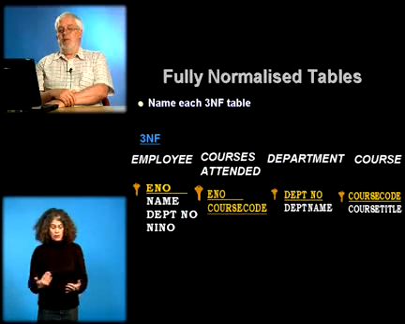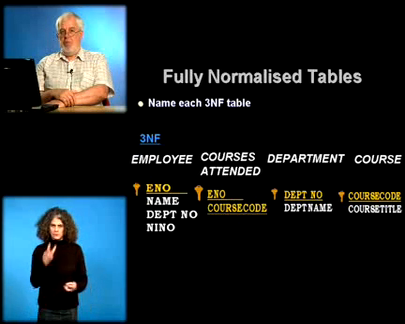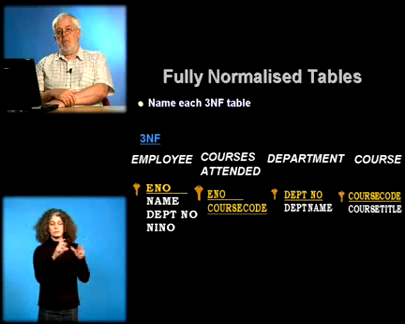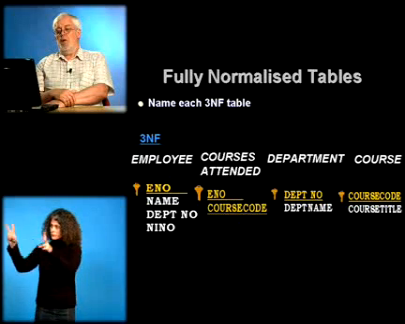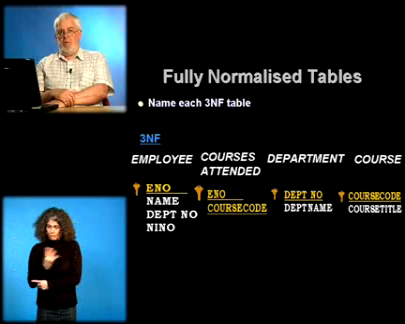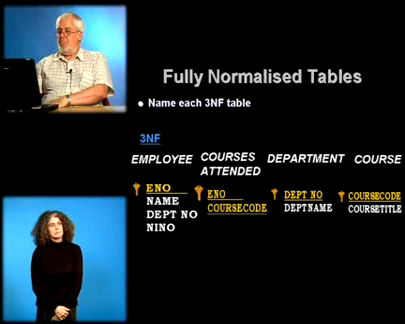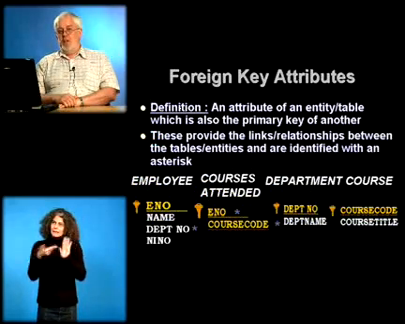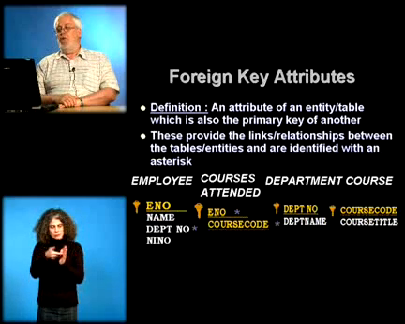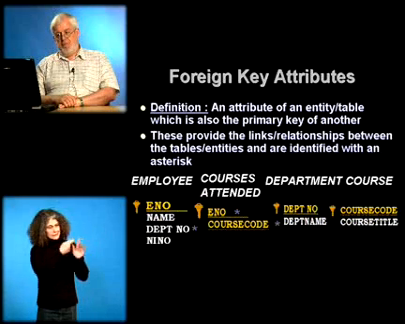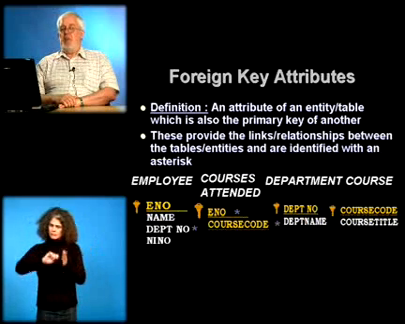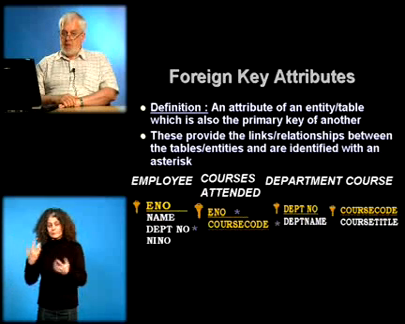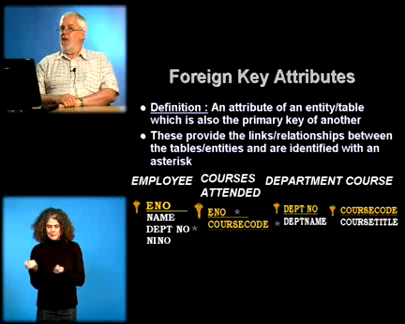So we have the fully normalised tables now, and we have to name each third normal form table. So we name them employee, courses attended, department and course. These are the four tables in this database. Now we have to figure out the foreign key attributes. Definition is an attribute of an entity or table which is also the primary key of another. These foreign keys provide the links or relationships between the tables and entities and are identified with an asterisk. In effect, they are managing the relationships for us.